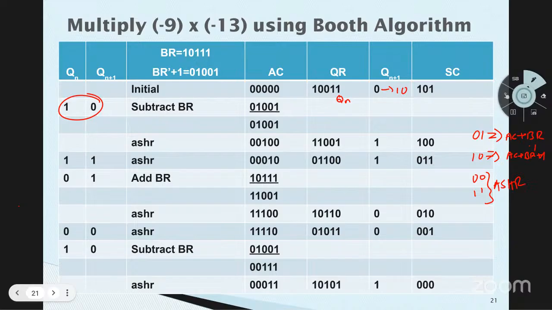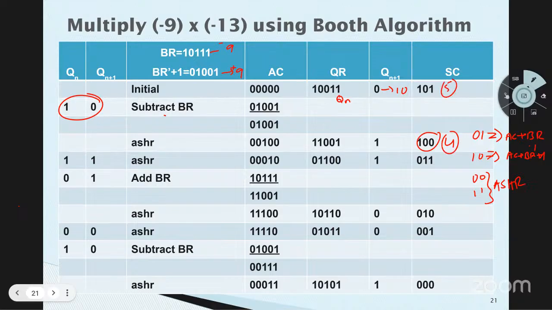AC plus BR, ఇక్కడ BR ఏముంది? 1 0 1 1 is positive value or negative value? This is plus 9 and this one is minus 9. So ఇక్కడ ఏం చేస్తున్నాం? Subtract అంటే simply AC minus 9, okay, then we'll get the result. Subtract BR then shift right. Whenever you are doing the shift right operation, increment the counter by 1, 5 will become 4.